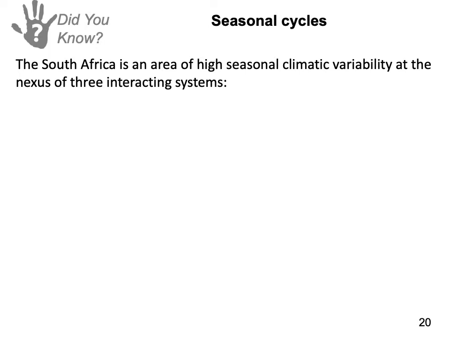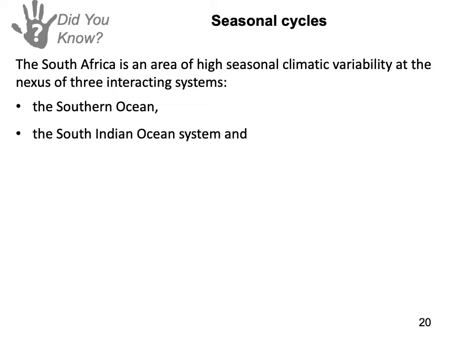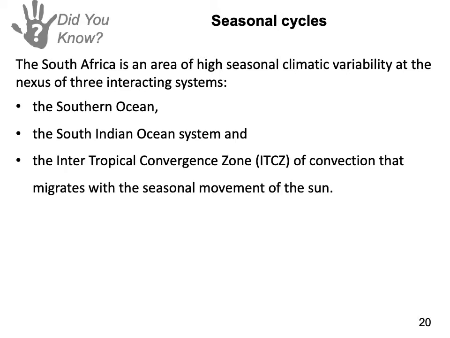So if we start with the seasonal cycles in southern Africa, it's an area of high seasonal climate variability at the nexus of 3 interacting systems. We've got the Southern Ocean flowing up from the Antarctic. We have the South Indian Ocean system, which has its cyclones, etc. And then we have the Intertropical Convergence Zone, which is the area that migrates with the seasonal movement of the sun.